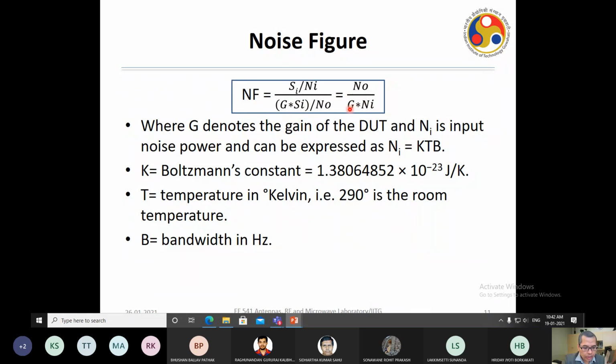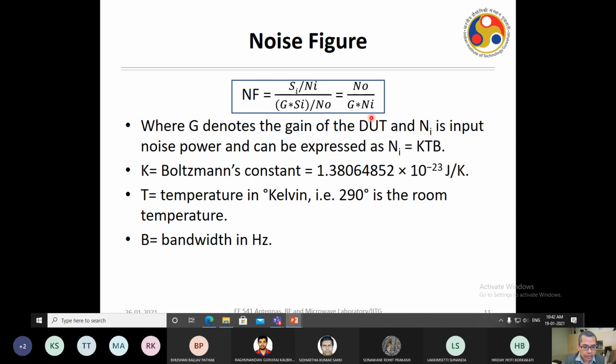So now you can calculate NI, which is simply KTB. K is the Boltzmann constant, T is the temperature in Kelvin. For room temperature, it's around 290 degree Kelvin, and B is the bandwidth. Depending on the bandwidth of the device you are considering, B is going to change. You can have a broad bandwidth, narrow bandwidth, so B is going to change. K is always fixed, Boltzmann constant. Temperature in Kelvin, room temperature is also always fixed, so only the bandwidth is going to affect this NI here.